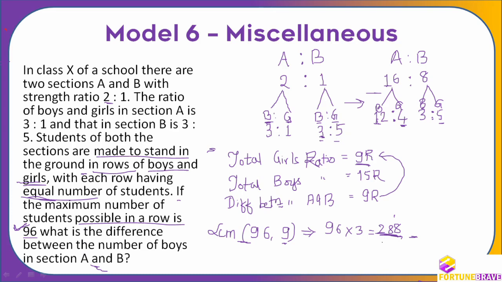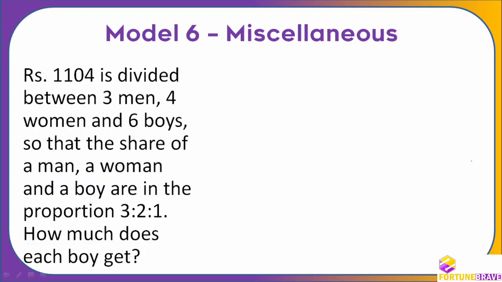There can be 288 girls, and if there can be 288 girls, what is the difference between A and B? It can be 288 only. The difference between the number of boys in section A and B can be what? 288. Is that clear, my dear friend? You see how did we solve? Go back and see how did we solve. So let us see what is the next question here.